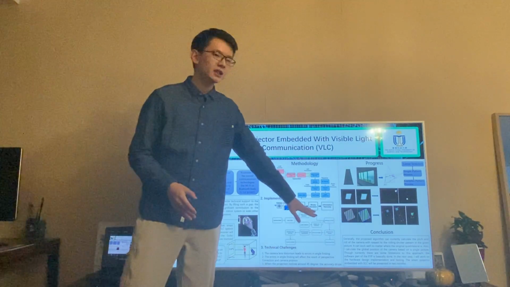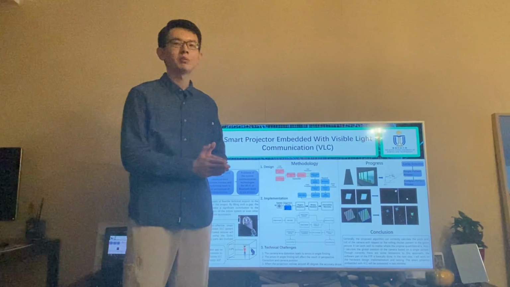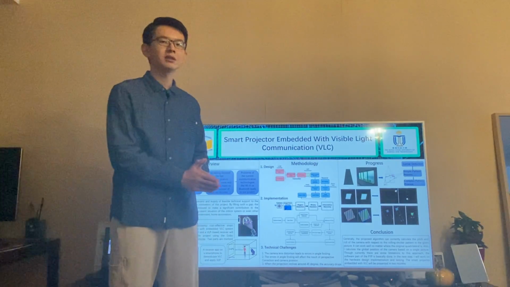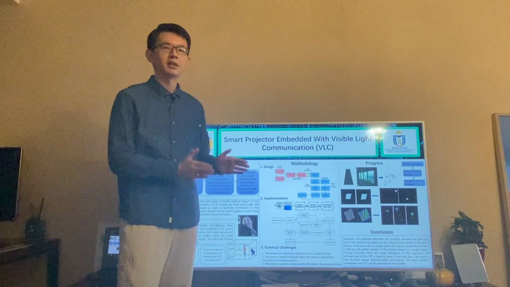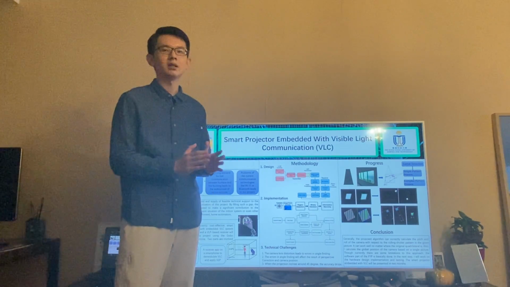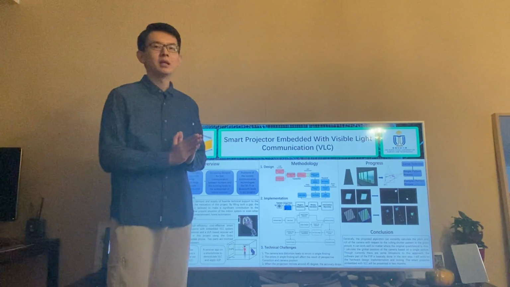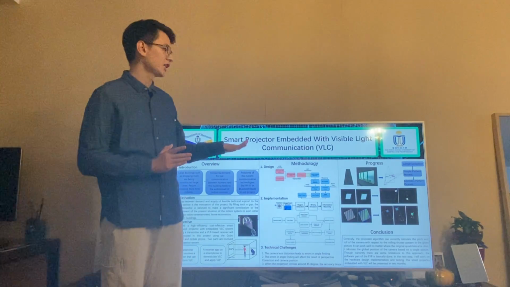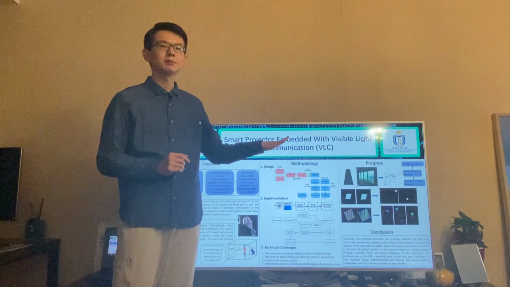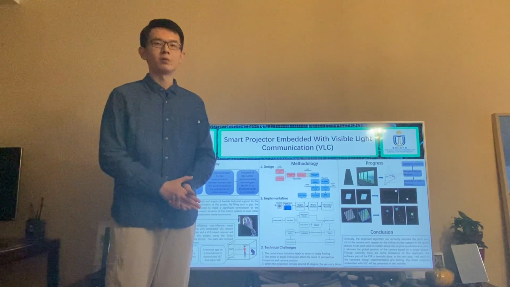In the next step, I'm going to work on the hardware part, which includes the design, implementation, and testing, and they will be done in one or two months. So I will present you with an intact smart projector with embedded VLC, and hopefully that will work very well.